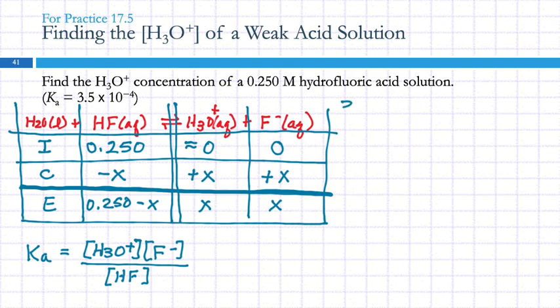So we are told that Ka is 3.5 times 10 to the minus 4. And so that's going to be our two products. They are each X, so I'm going to write X squared. And it'll be divided by 0.250 minus X. Everybody see how this is going?